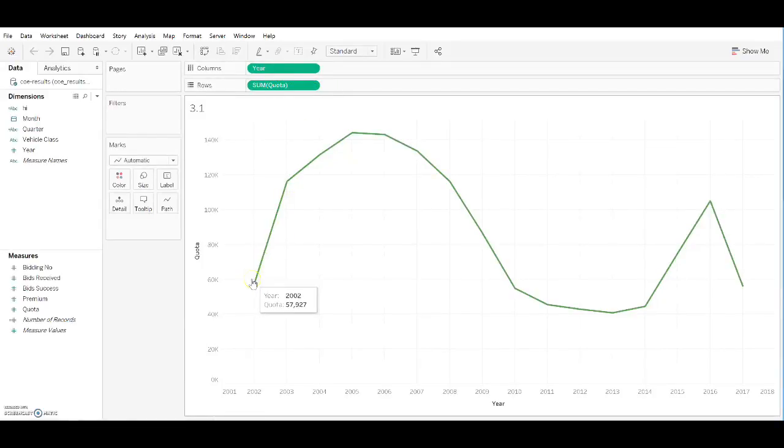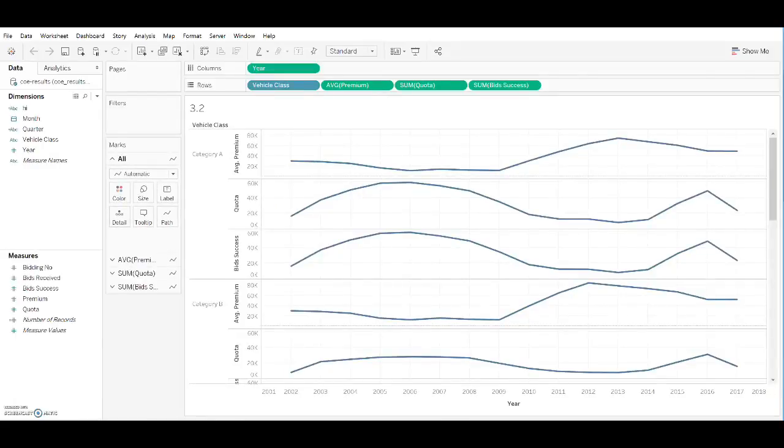The quota started at 57,927 in 2002 and increased to 144,225 at 2005, before making a huge plunge down to 40,866, before making an increase to 105,103 in 2016, before making a sharp turn back down to 56,187 in 2017.